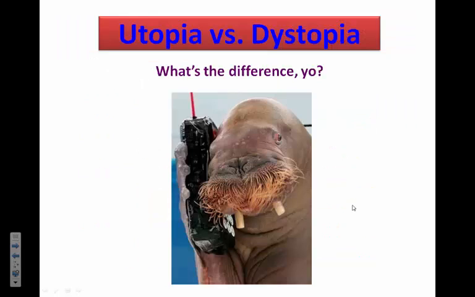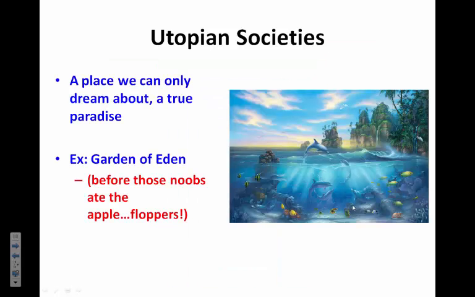Alright, and then within science fiction, you also have to consider the ideas of utopias and dystopias, because they refer to settings in science fiction stories, and dystopia is actually a separate genre also, but it kind of overlaps with science fiction. So, what's the difference? Utopian societies, a place we can only dream about, a true paradise. It's nirvana. Alright, so the example would be the Garden of Eden before the noobs ate the apple floppers.